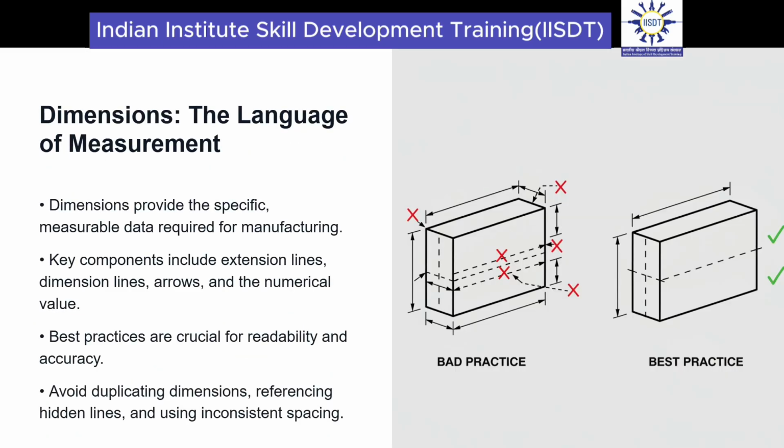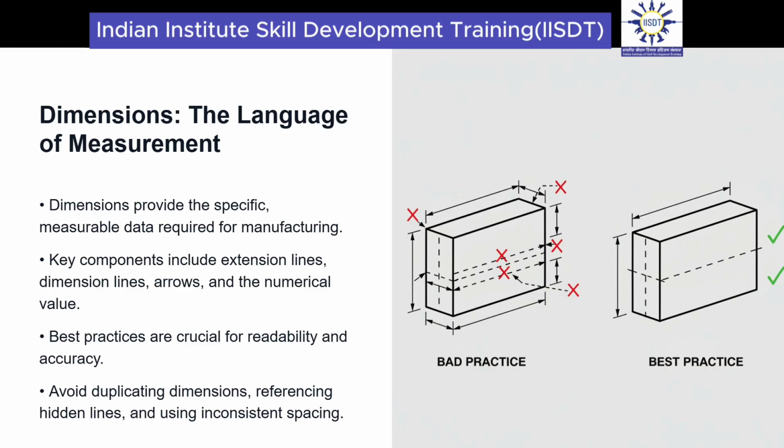If annotations are the words, dimensions are the numbers that form the backbone of any technical drawing. They provide the precise, measurable data that defines an object's size and the location of its features. A dimension is more than just a number. It's a system composed of several parts. We have extension lines, which extend from the feature being measured without touching it. The dimension line, typically with arrowheads at each end, runs between the extension lines and indicates the direction and extent of the measurement. And of course, there's the numerical value itself.